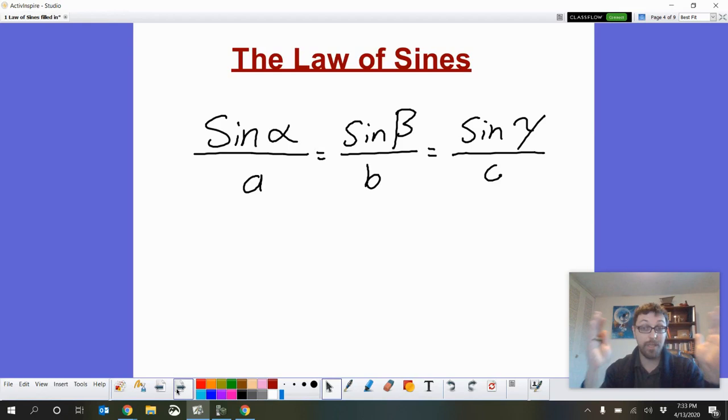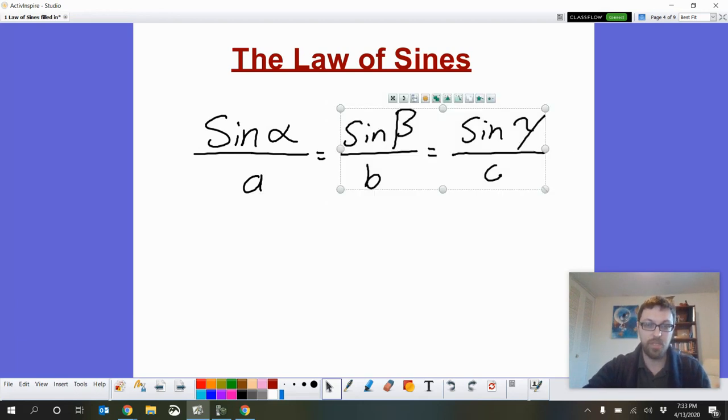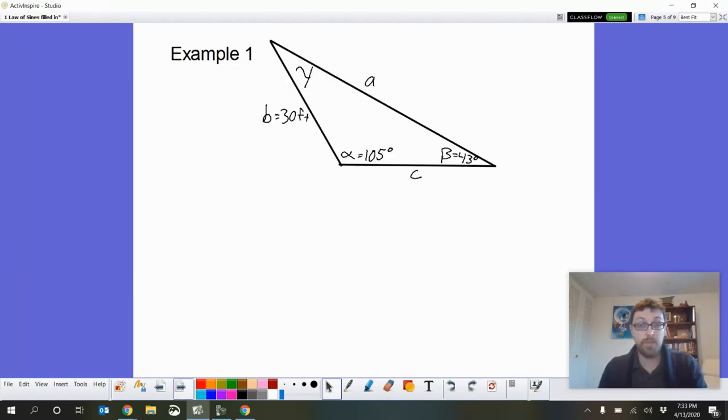Get to the really important thing, which is the law of sines. So the sine of some angle over its side is equal to the sine of a different angle over its side. And you can even do the same thing with the third angle and its side. Now, we're only ever going to use two of these things. So we might use these two, or maybe these two, or maybe the two on the ends. But we're never going to use all three for one problem. So let's try it out.